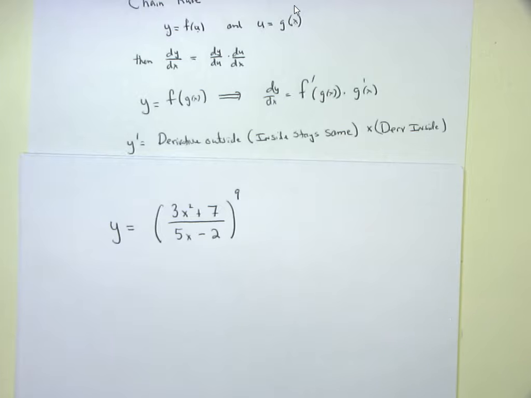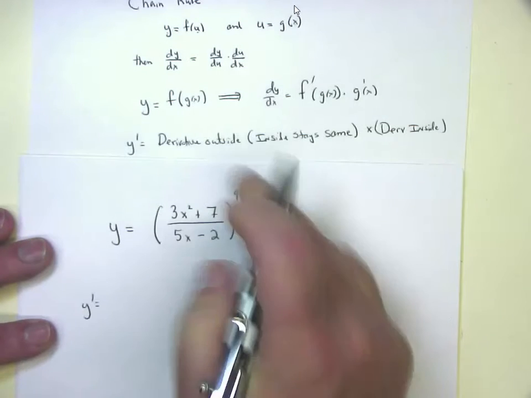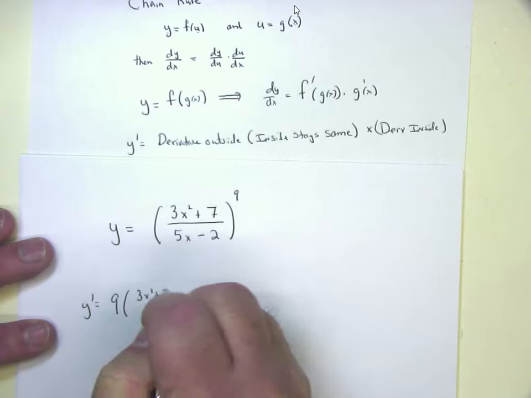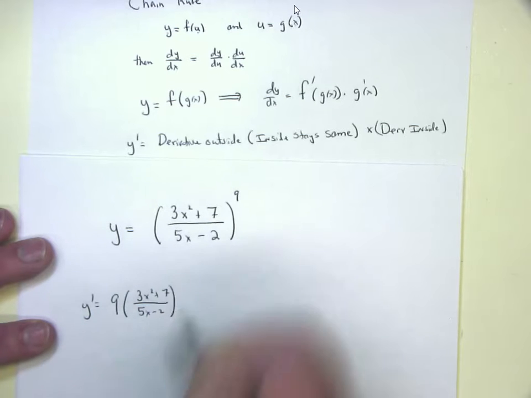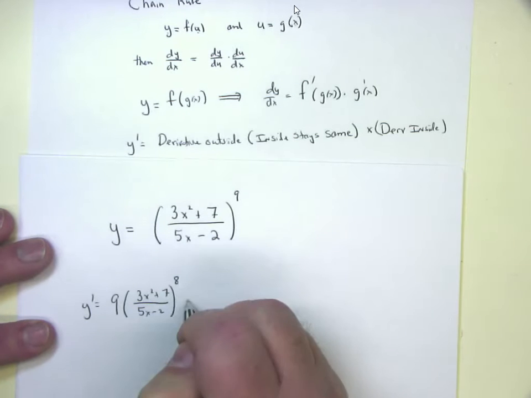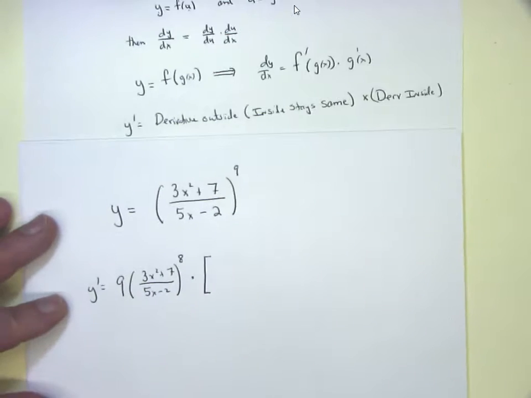Derivative of the outside, inside stays the same, times derivative of the inside. Those words are your commander. This is what you're going to follow. So to take the derivative of this guy, y prime is going to be equal to the derivative of the outside. The 9 pops out front. The inside, 3x squared plus 7 divided by 5x minus 2, stays the same. Raised to the what? 8th power. But then I got to do times the derivative of the inside.